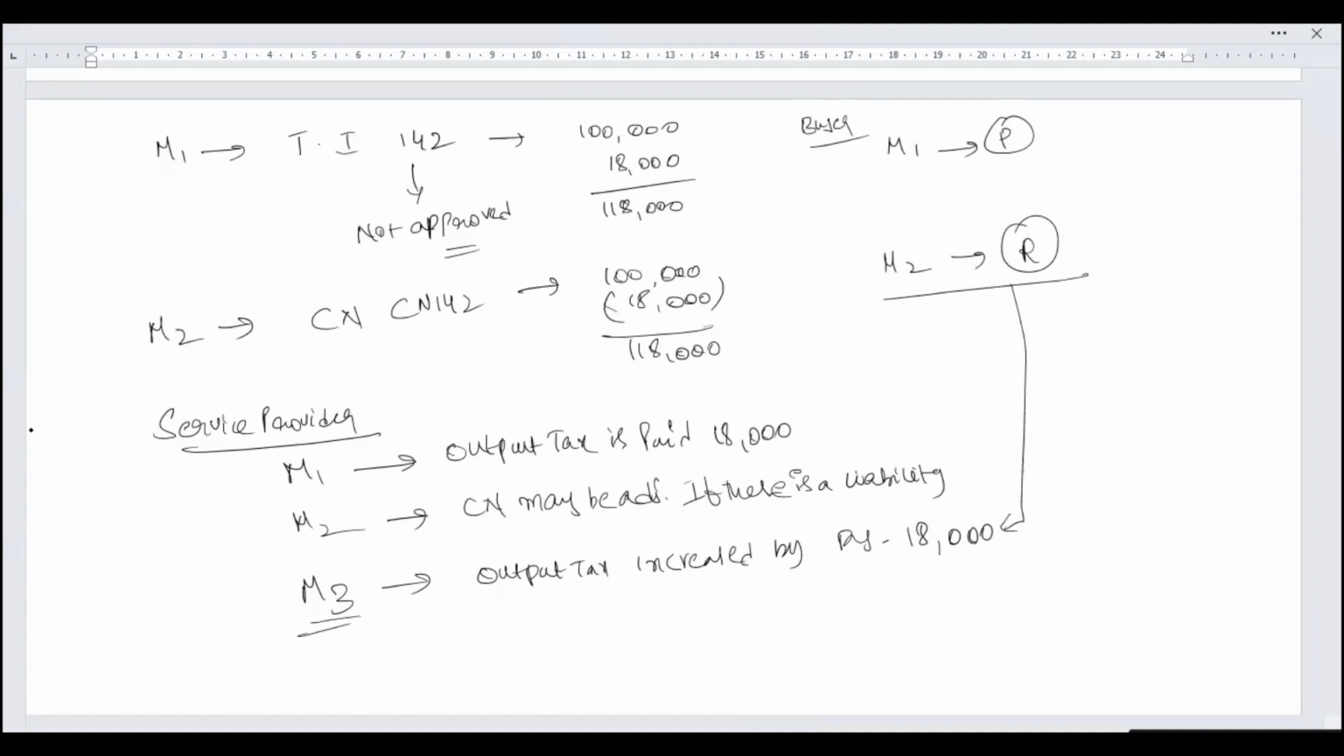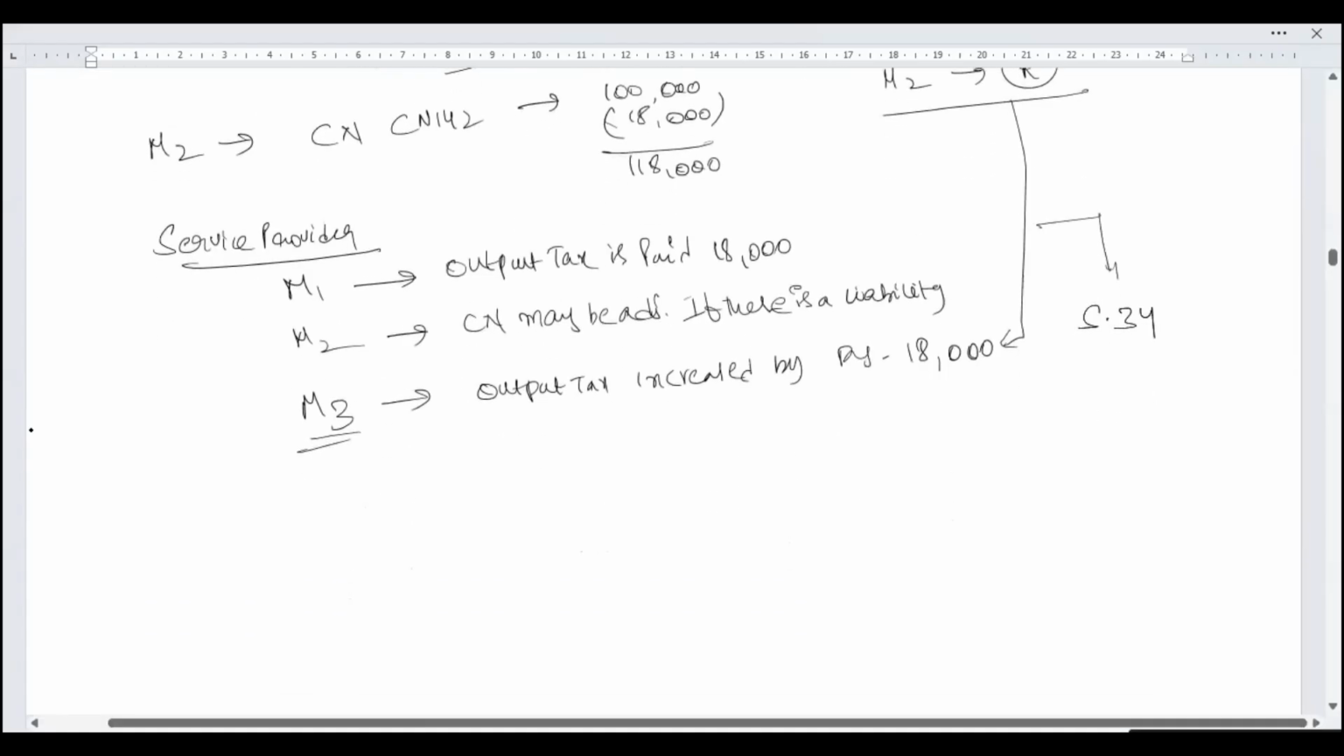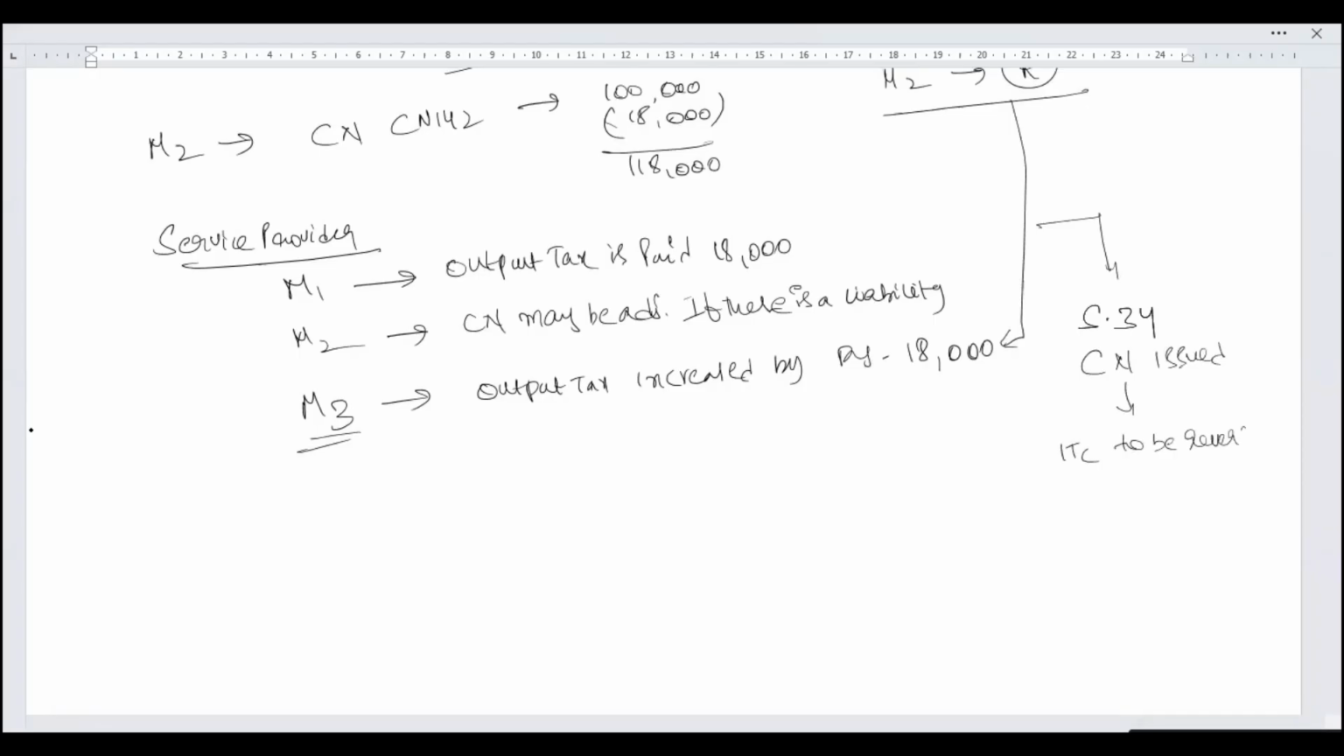Now, the backbone for this is Section 34. When a credit note is issued, the corresponding ITC is to be reversed by the recipient. This is the unfortunate legal provision where we are going to have a headache.